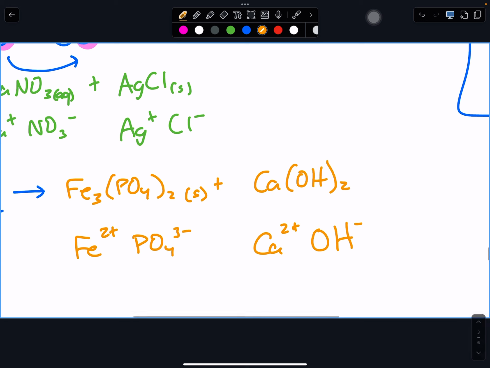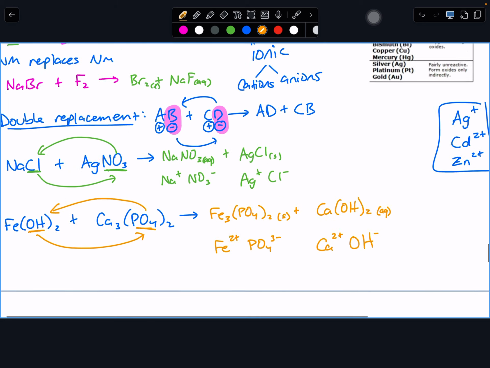Okay, good. So Fe3(PO4)2 is a solid. And then what about calcium hydroxide? That's aqueous. Right, this one's aqueous. You have the chart. I know, bro. I knew the answer. That's why I said the wrong one.